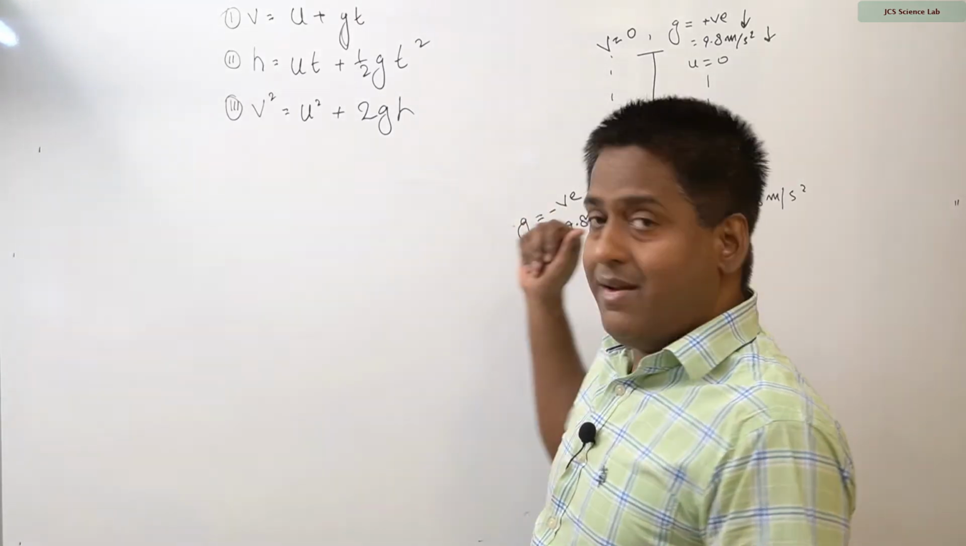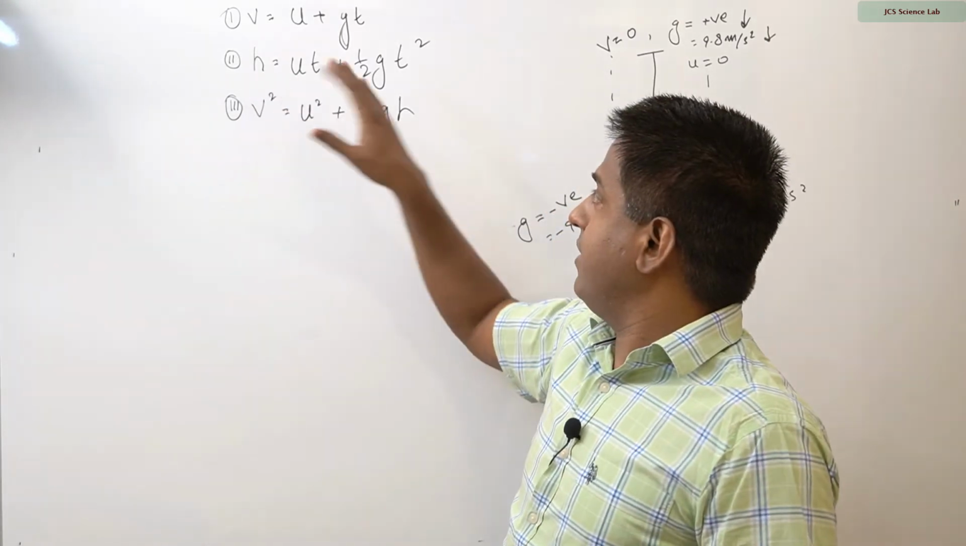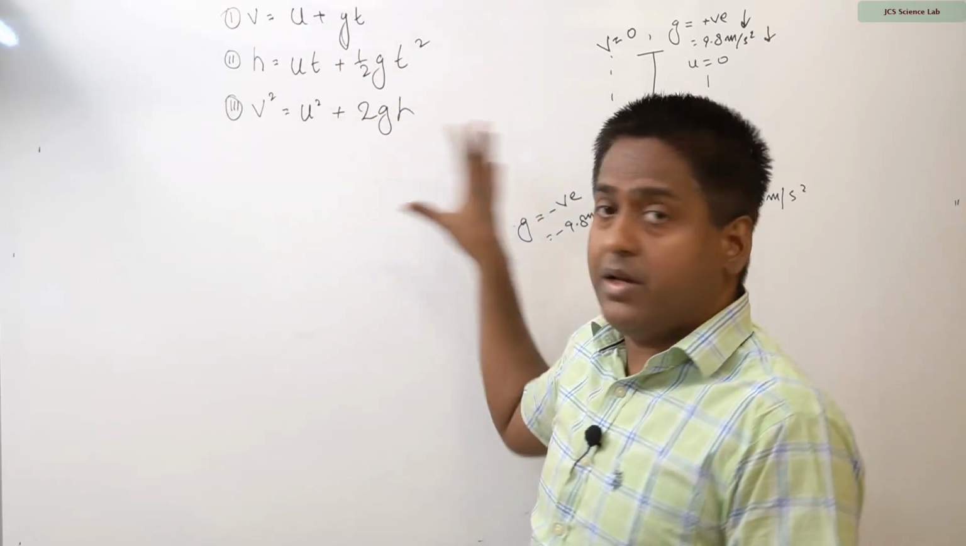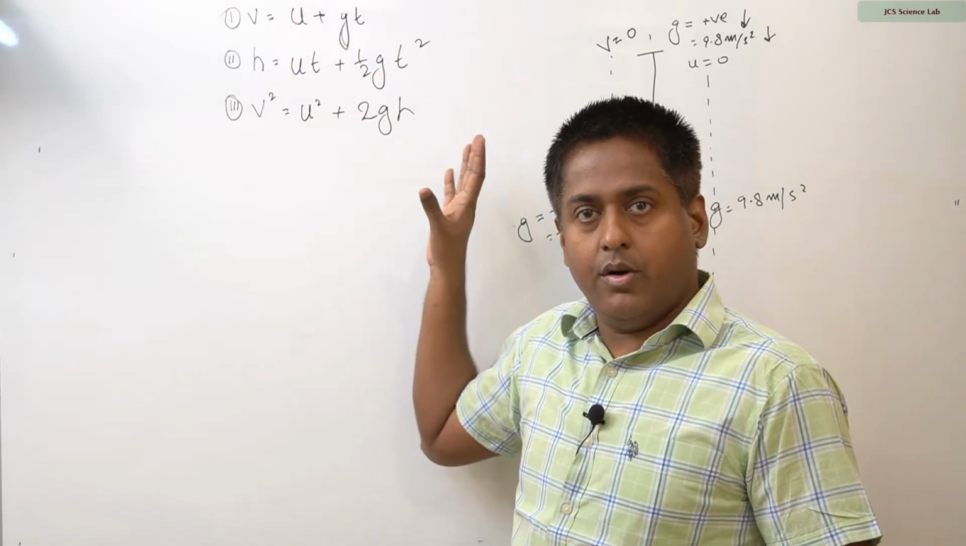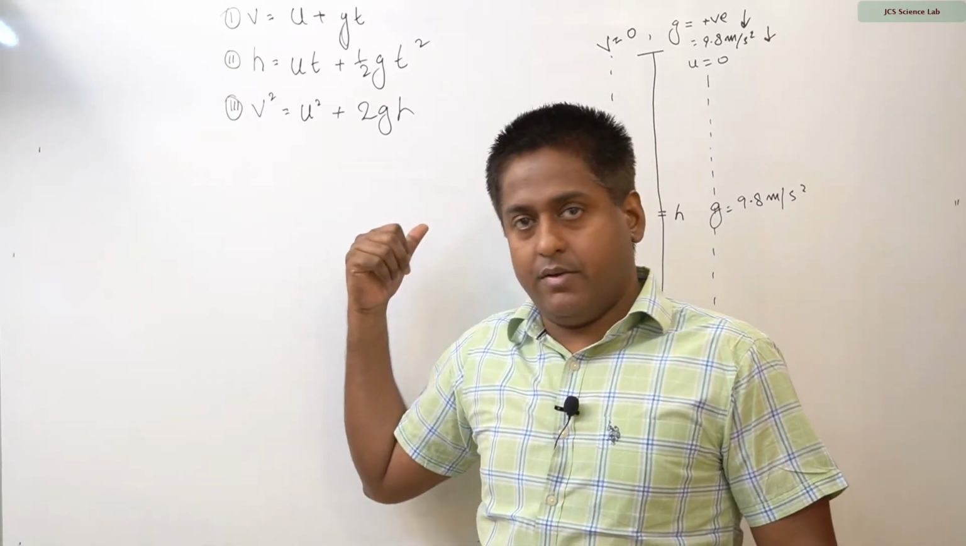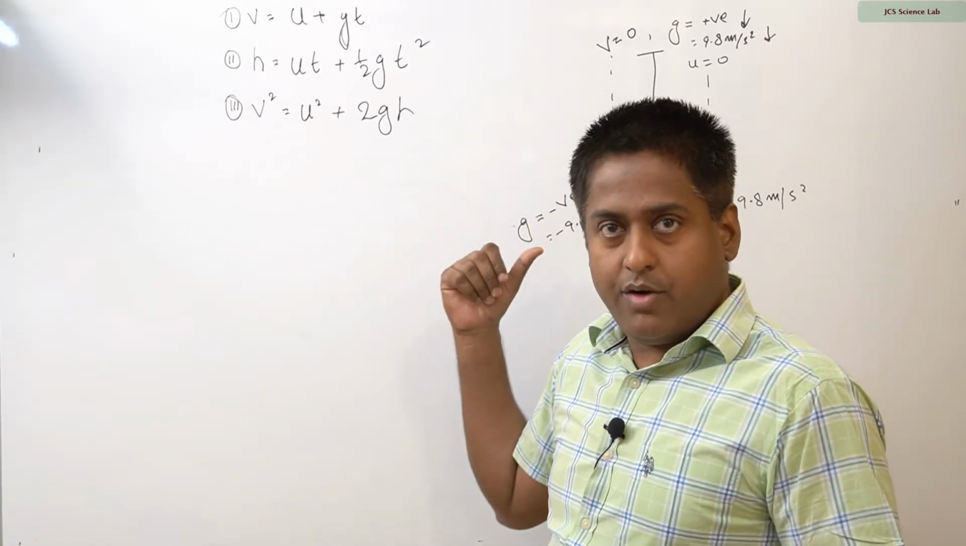Sometimes they give you time and they ask you to calculate the height, the initial velocity, the final velocity, anything. These are the three weapons for you, right? So the equations of motion we can apply in gravitation as well. So let's see the question now.